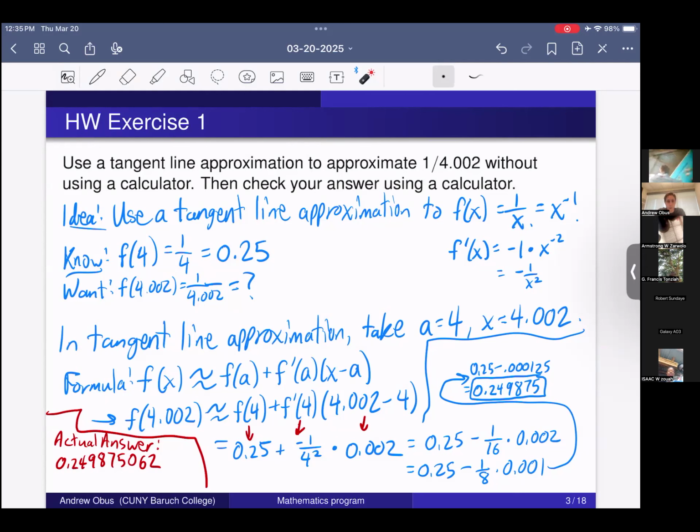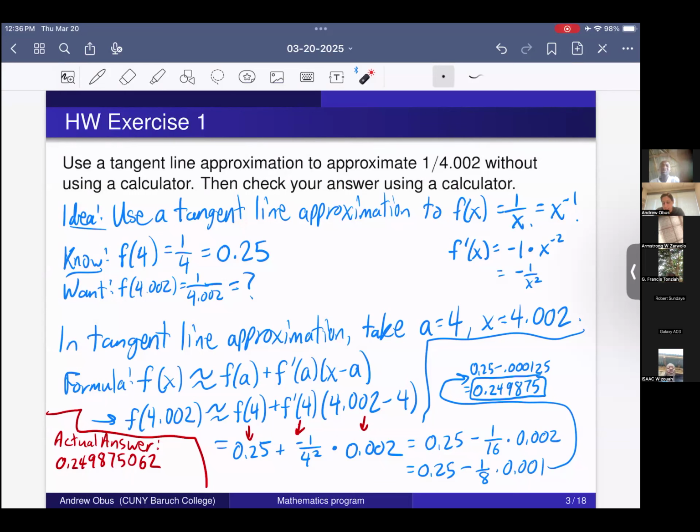Okay, so there are two things to take away from this. One is just getting practice using tangent line approximations, which is good. And the other is to get an appreciation of how this technique really gives you answers that are very close to the actual answer that you can do by hand. So you do have the power to do computations like this.